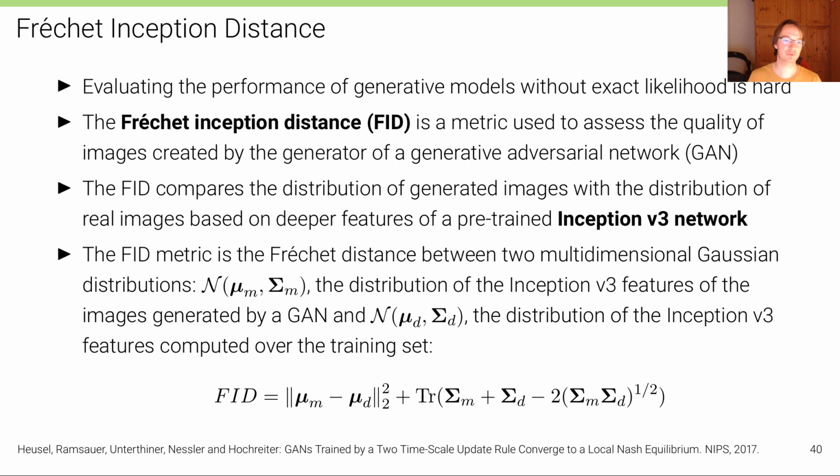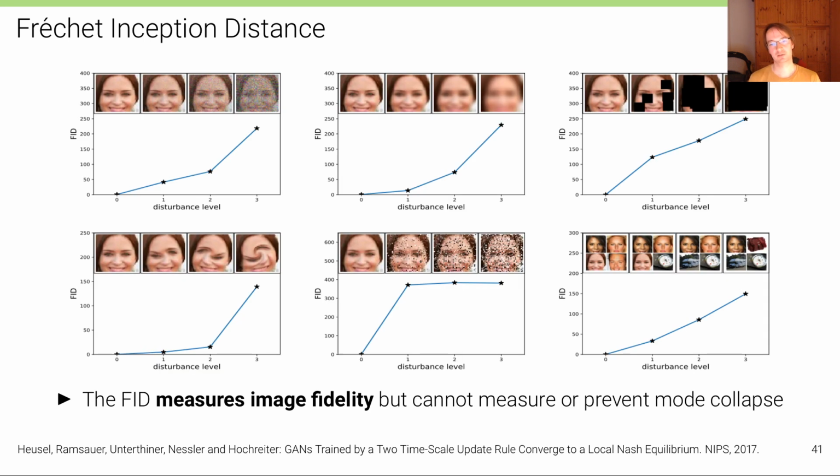So this is one of the most commonly used metrics today for evaluating the performance of generative models. And in the original paper where this metric was introduced, they demonstrated that it does indeed do something meaningful. For instance, if you add noise to the images, then the distance goes up. If you blur the images, the metric also goes up. Or if you remove certain aspects of the images, manipulate them, or add images from a different distribution, the FID also goes up.